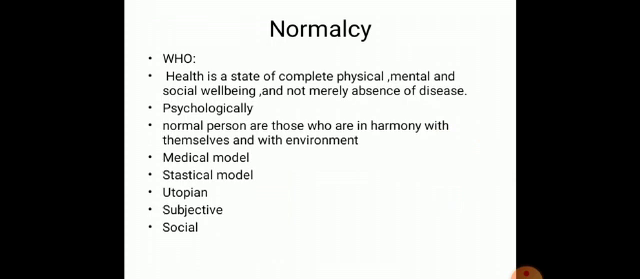The social model defines normalcy in the socio-cultural background. So in this culture, these are the norms that have to be followed. If that individual is not following them, then that individual is considered to be abnormal. The people who are following the norms are considered normal, and the people who are not following are considered abnormal.